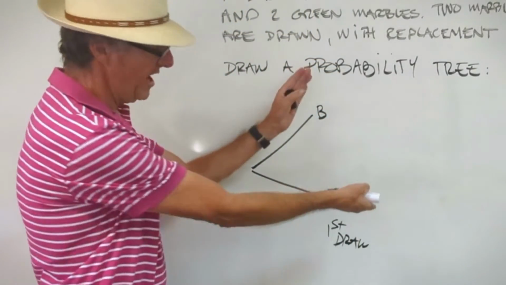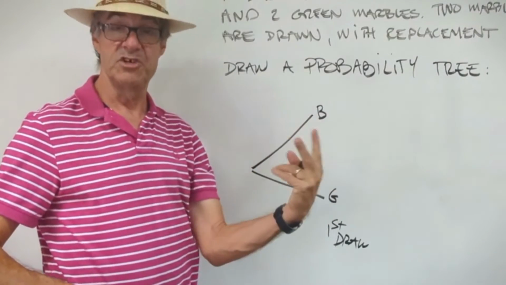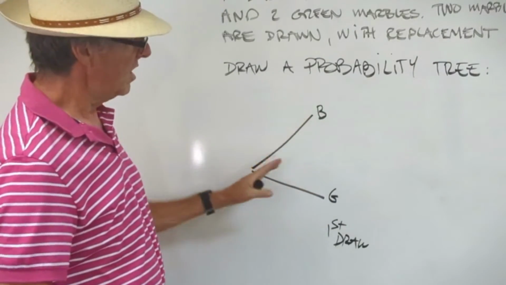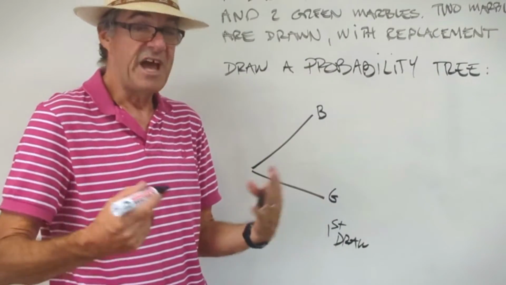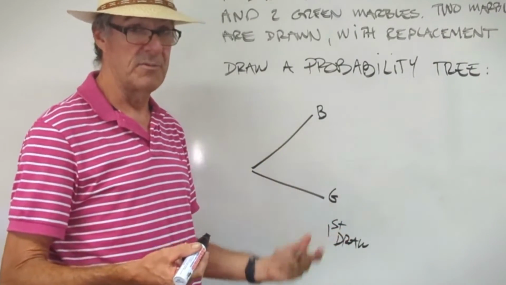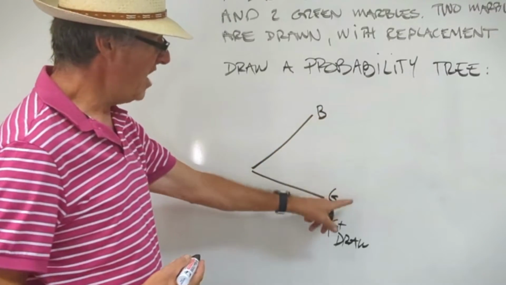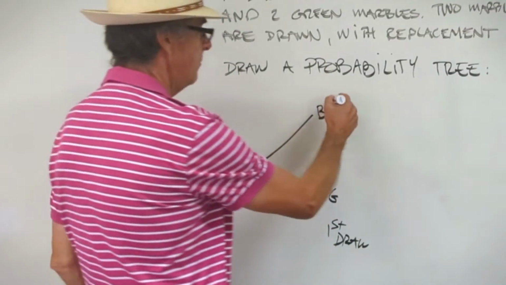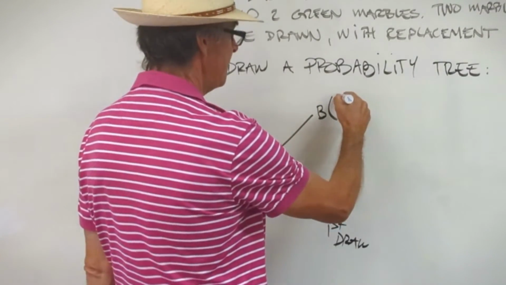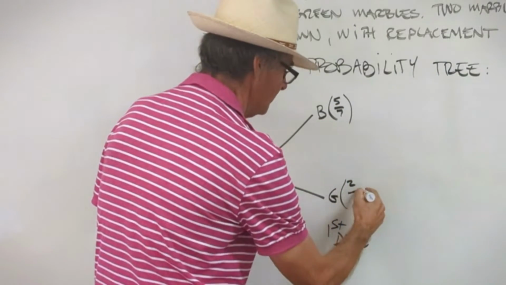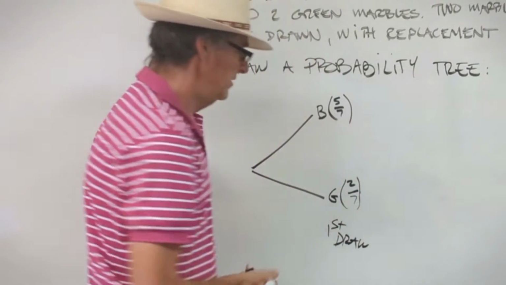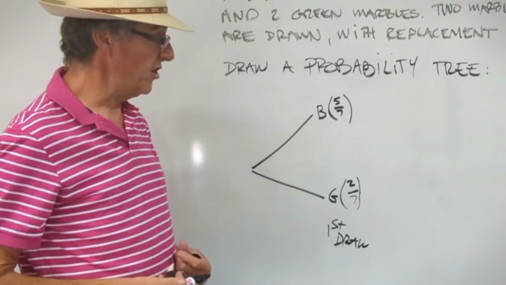So this is our branch. We reach in, we have 2 outcomes. So if we get the blue, we're on this branch, and if we get the green, we're on that branch. So trees have branches. So do probability trees. Now I can write the odds right here. So blue is 5 out of 7, and green is 2 out of 7. So now I have the start of my tree.